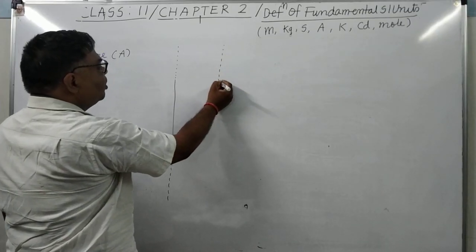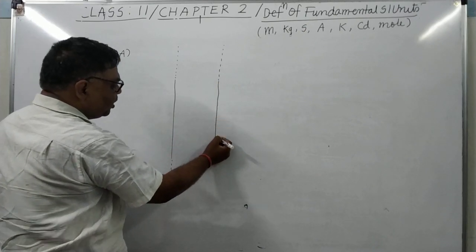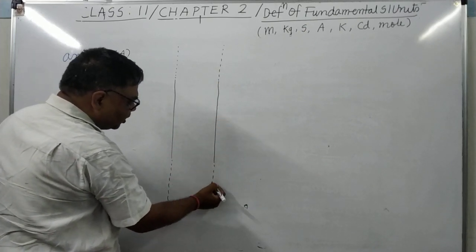So what is ampere? As you know, ampere is the SI unit of current. Since this is a unit, it is written with a small a, but when it is symbolized it is capital A. So 1 ampere is defined as that current which, when passing through two infinitely long straight parallel conductors kept at a distance of 1 meter from each other, produces a force of 2 into 10 to the power minus 7 Newton per meter.